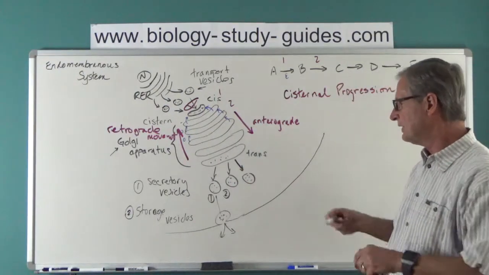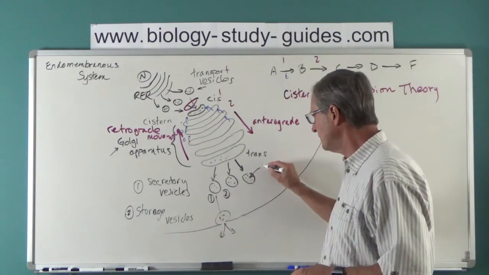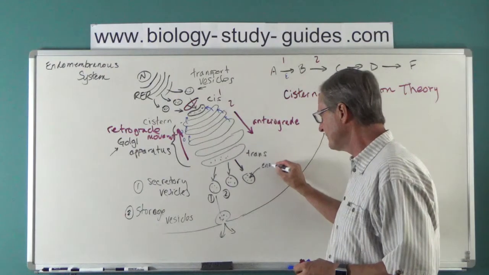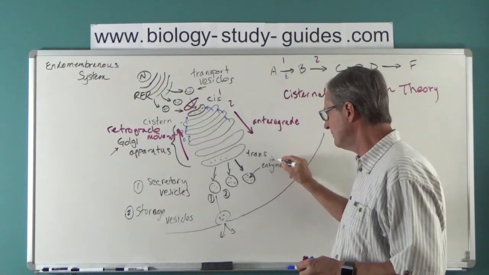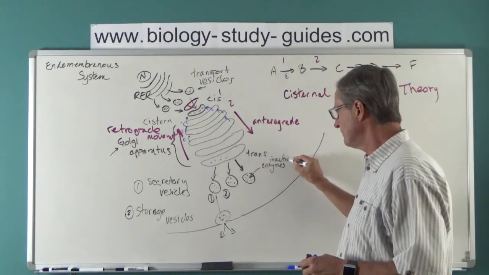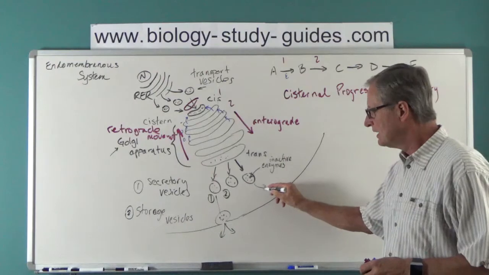The third possibility is that these particular ones could be enzymes which are currently inactive, and they're used to make lysosomes.